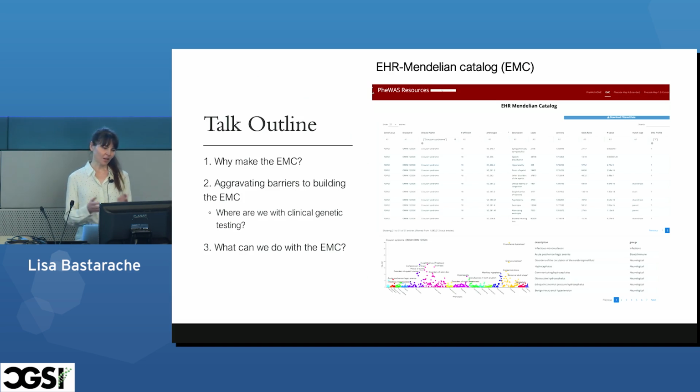So my talk outline, I have 3 parts to my talk. In general, I'm going to be introducing this thing called the EHR Mendelian Catalog. This is something I've wanted to develop for more than 5 years. And the EMC, as we call it, is a catalog of over 300 different Mendelian genetic conditions and their phenotype profiles, the phenotypes extracted from the medical record in an automated fashion that sort of characterize these disorders.